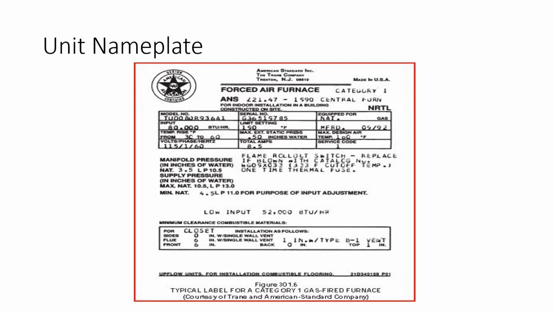Okay, something you will see on every piece of equipment is a unit nameplate, whether it be a gas furnace or an air handler, package unit, what have you. On this nameplate, you will see the maximum external static pressure at which this equipment was tested and rated. Now, in a gas furnace, most of them are about 0.5 or half an inch of static pressure. Air handlers and package units can kind of vary. But this information is included on the nameplate.